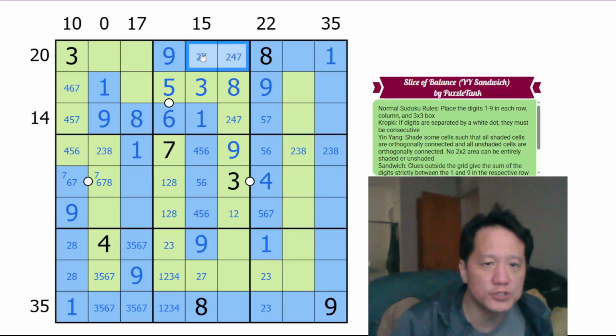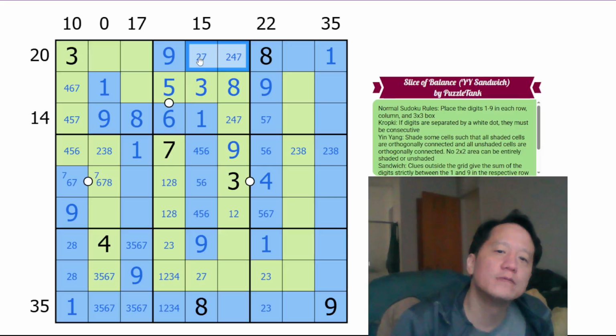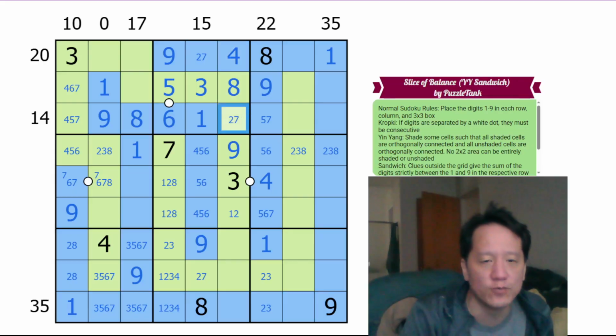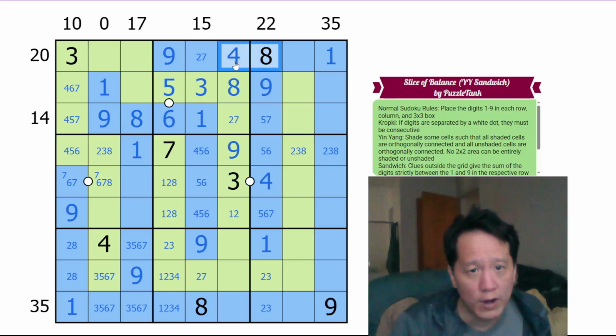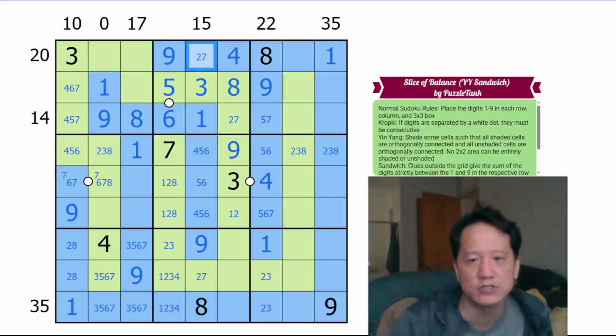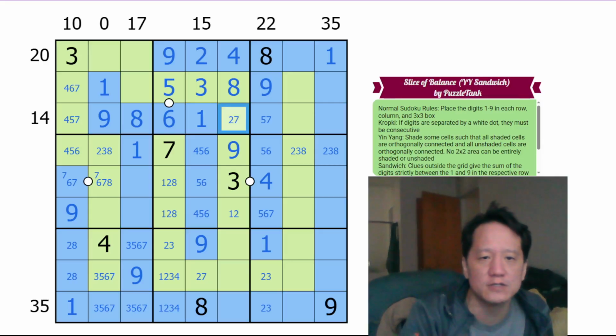If this were 2, 7 as a pair, that would mean this is 17, so this would have to be 3, but we already have the 3 in the row. So this cannot be 2 and 7 as a pair. Therefore, this must be 4 here, which means this cannot be 4 here. This is 12. 12 plus 7 plus 1 adds up to 20. But that can't be because 1 can't be inside the sandwich. So this must be 2, which makes this not 2, that's 7. 2 eliminates 2 in the rest of the column, so this is 7.